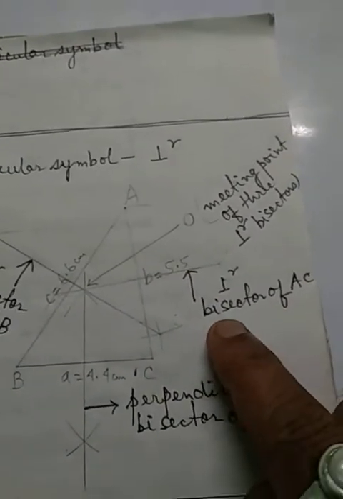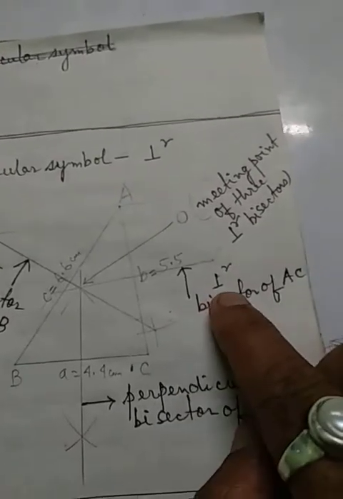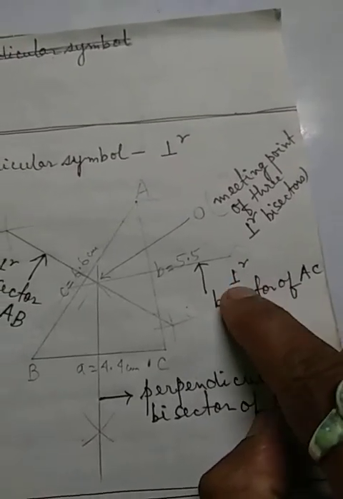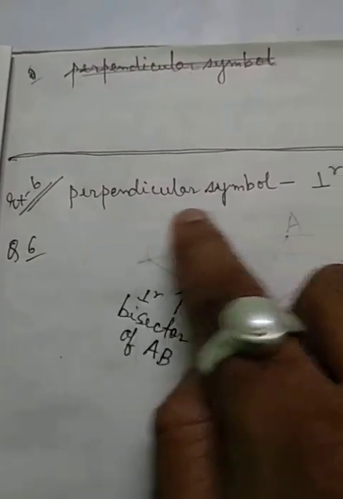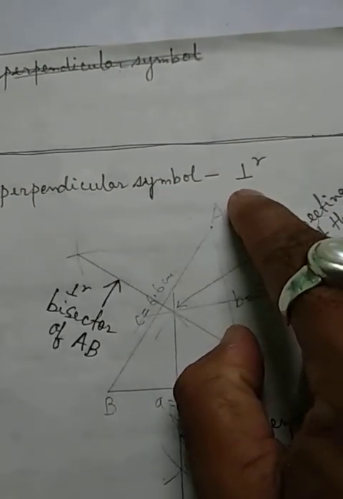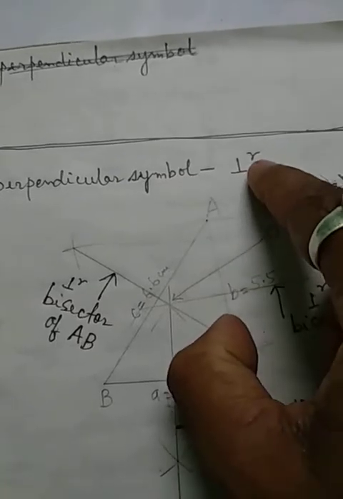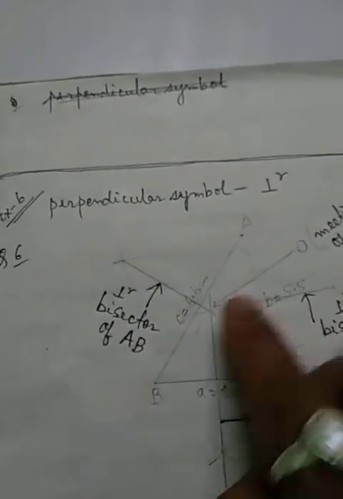The perpendicular bisector, but I have just written bisector. No, the perpendicular sign I have given. I have given the sign of perpendicular, and here I have written, you see, the perpendicular symbol. That means this is the symbol of 90 degrees, and you write R also, perpendicular. And the same way, now you do with the last one.